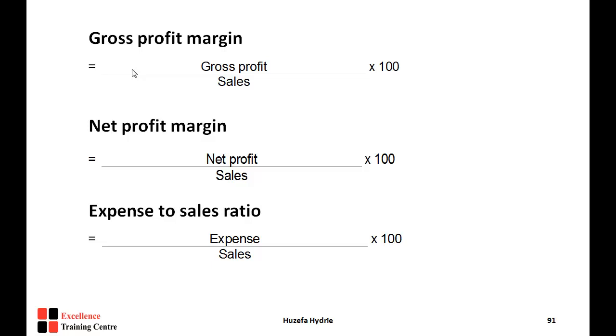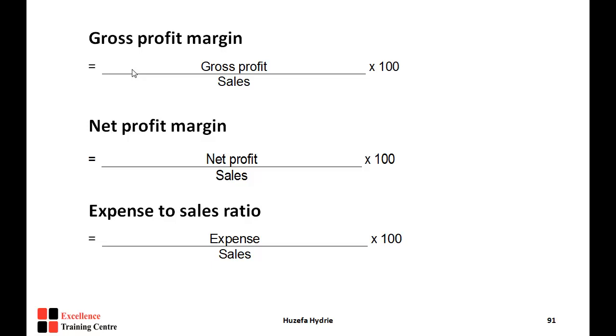Net profit. So after deducting further expenses from gross profit, you get what? A net profit. Similarly, it will also be telling you how much percentage of your net profit is being represented by the sales. So let's say out of every 100, 10 is my ultimate profit, which is being left after deducting all of the further expenses.